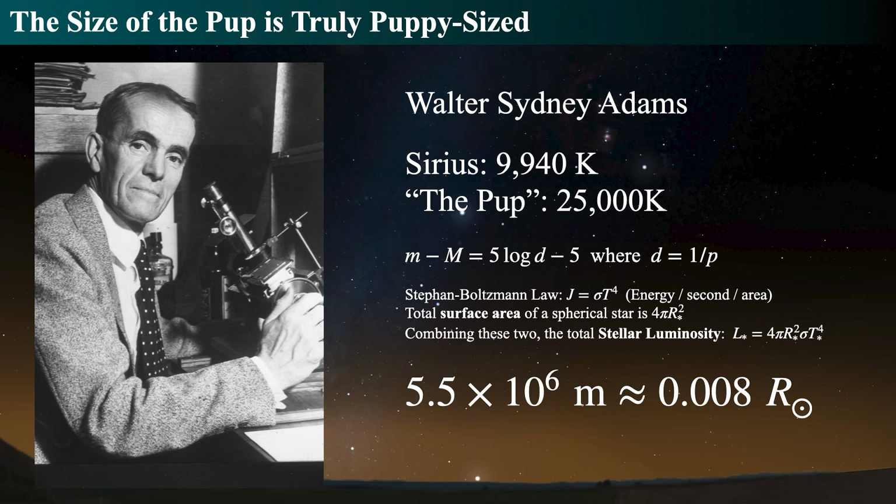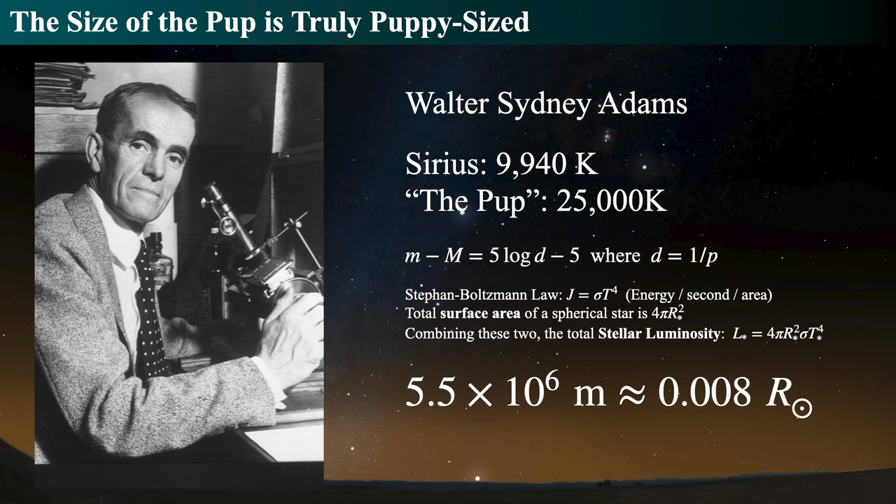So what Adams did was measure Sirius B's spectrum, and he found that it was hot, really hot, around 25,000 Kelvin. So a hot surface radiates strongly per square meter. Sirius B is very faint, despite being so hot, so the emitting area must be tiny. The Stefan-Boltzmann law links luminosity, radius, and temperature. If the temperature and luminosity are known, the radius can be inferred.